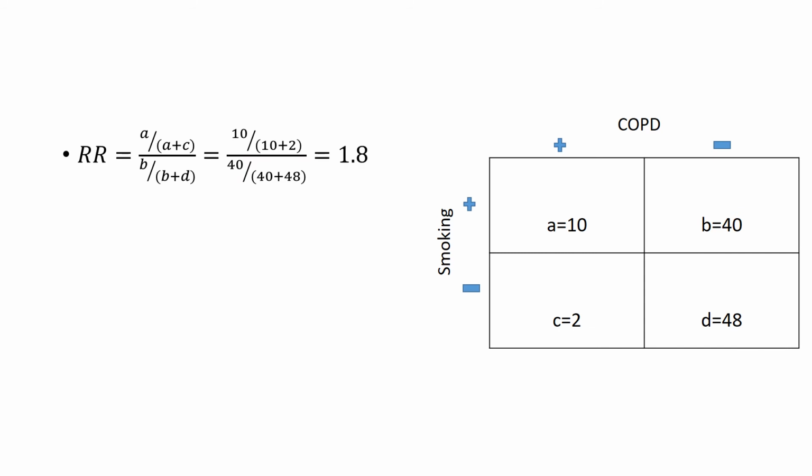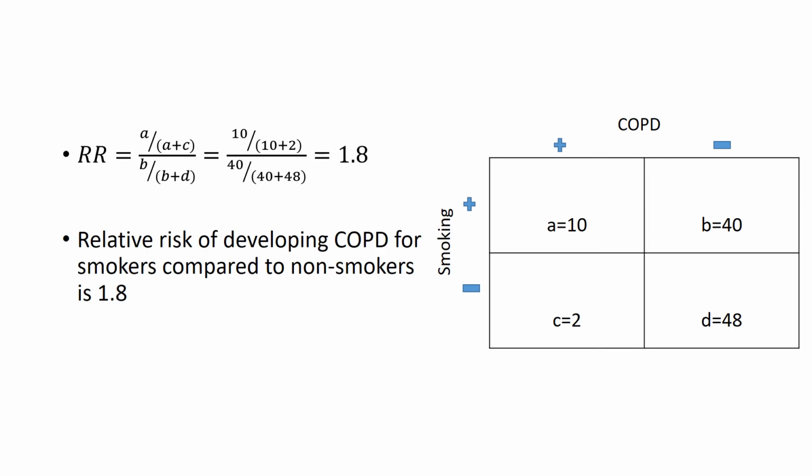We've discussed the relative risk and the formula here, A over A plus C over B over B plus D, which is 10 over 12 divided by 40 over 88, and that's 1.8. Here the relative risk is greater than 1, so if we were to assume causality, it would be that smoking was a significant risk factor for developing COPD, but of course after this you do confidence intervals to truly determine significance, but that's a whole other story. Simply said, the relative risk of developing COPD for smokers compared to non-smokers is 1.8. Again, comparing exposure to non-exposure for developing a disease state.